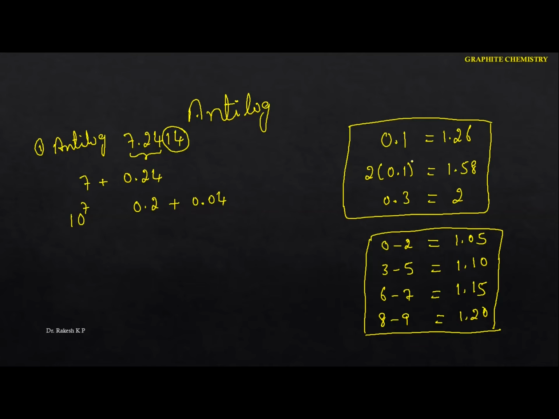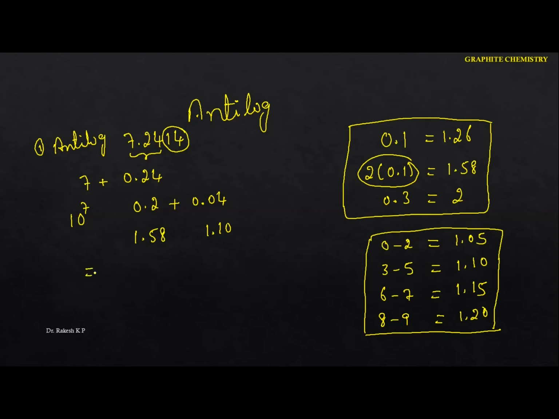What is the value of 0.2? We have 1.58. See the second decimal, the digit after the first. This is the second decimal here. The value that lies between 3 to 5, what value do we have? That is 1.10, because this 4 lies between 3 to 5. The value you have to take is 1.10.